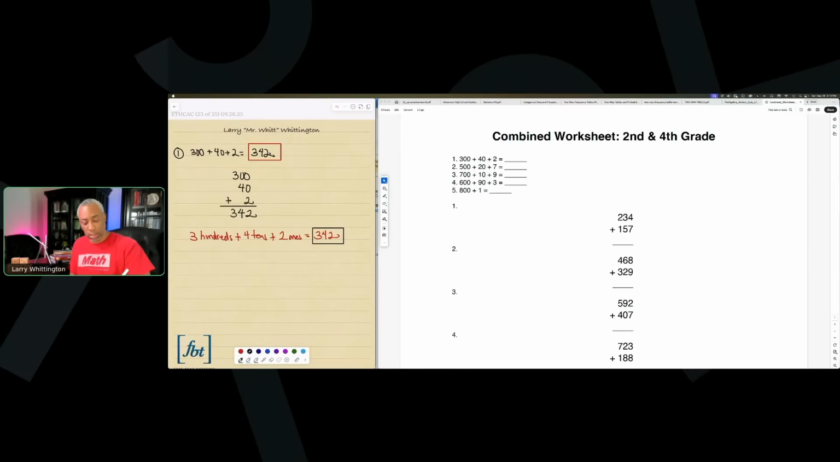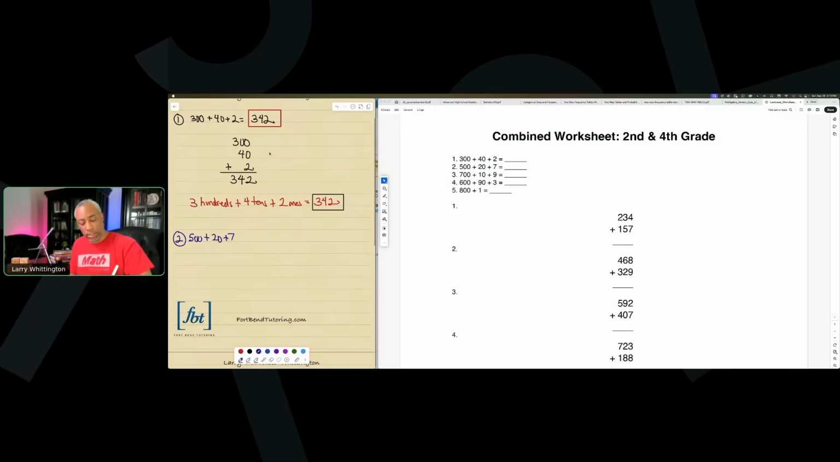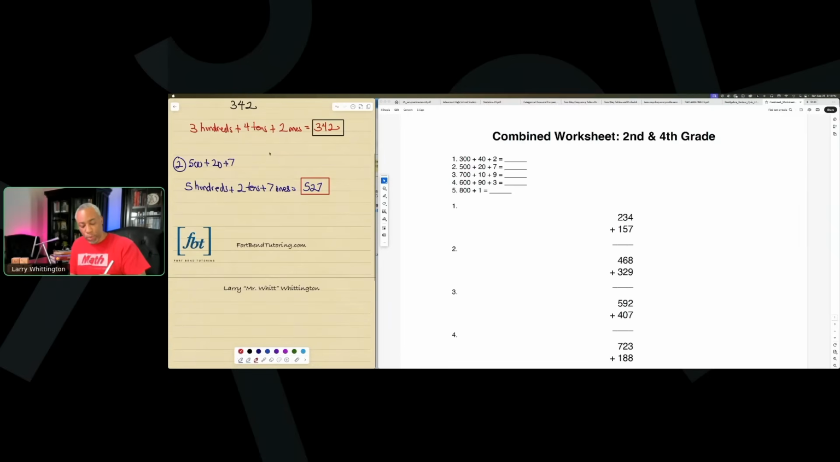Then, in problem number 2, we have 500 plus 20 plus 7, or let's say that it could be written as 5 hundreds plus 2 tens plus 7 ones. So once we have this expanded form here, what is the end result going to be? If I have 5 hundreds plus 2 tens plus 7 ones, we end up with 527 as our end result. 527.